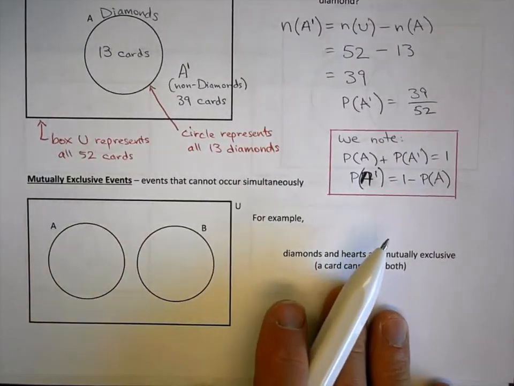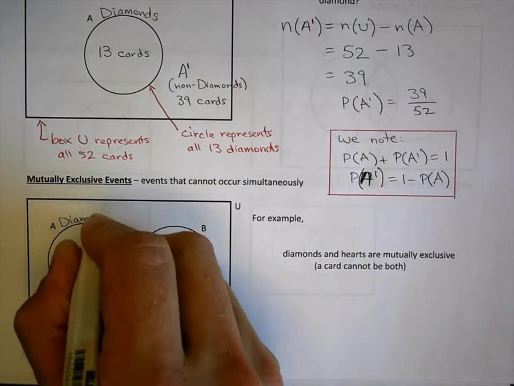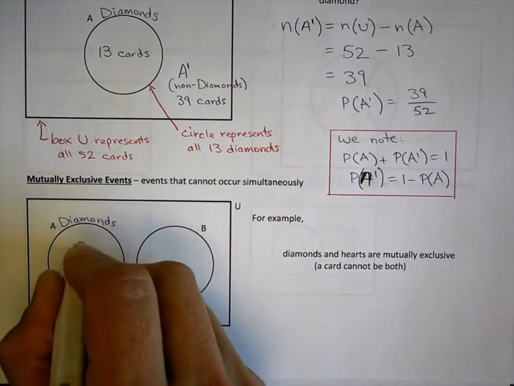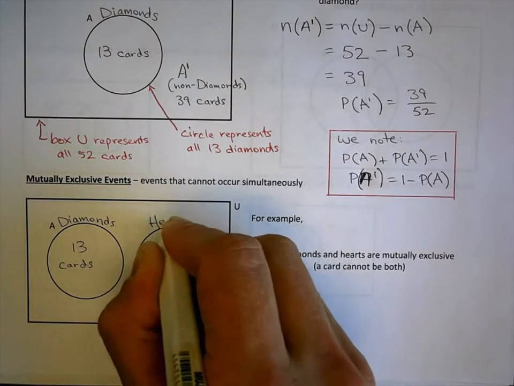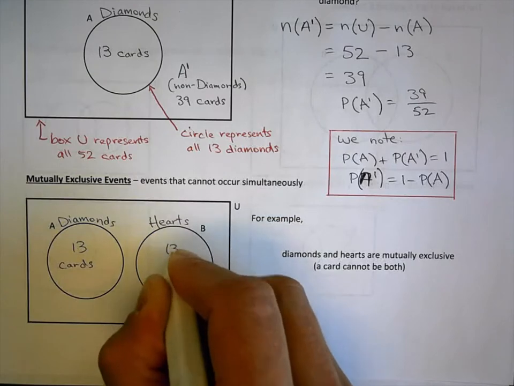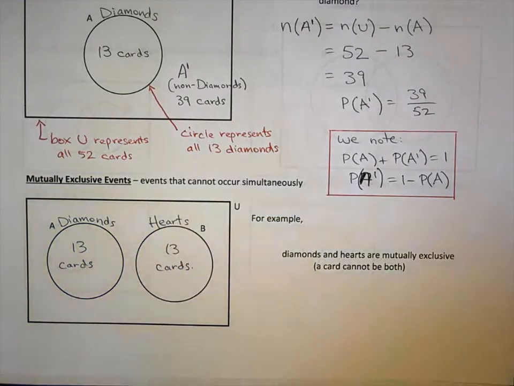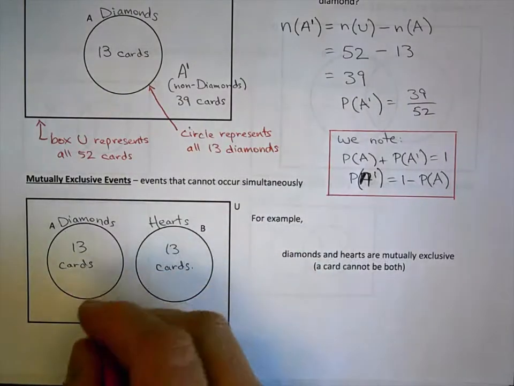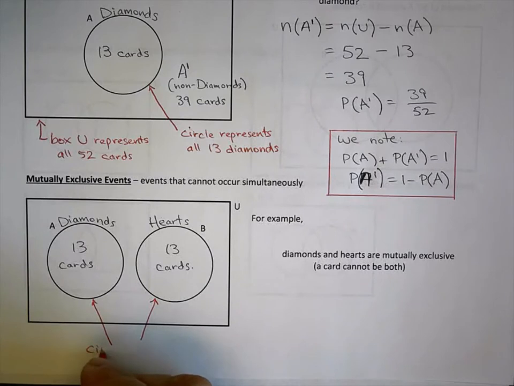If I had to draw this Venn diagram, I would have my event A are the diamonds. I have 13 cards that are diamonds. And event V would be hearts. I have 13 cards that are hearts. Notice that the circles do not overlap because they have no shared elements.